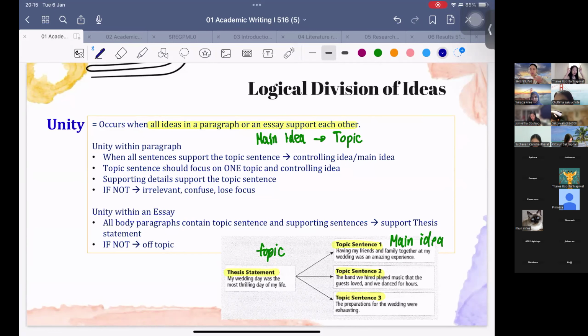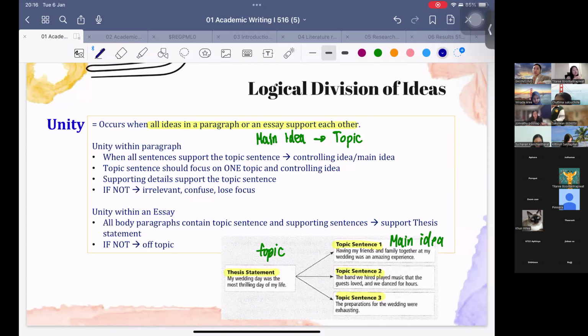However, in the writing aspect, unity means that all ideas in a paragraph or in an essay support each other. So, translating that into something simpler: unity means that when you present the main ideas to explain your topic, all of those main ideas support and relate to your topic.